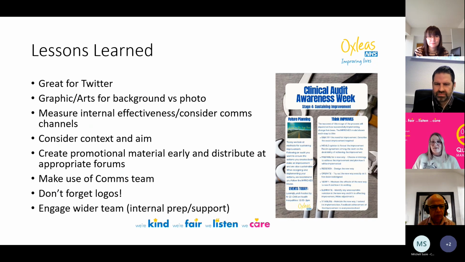You know, is email the most effective thing for us? It's what we had to do because of our resources. But are there better ways to get the messages out there? Make sure when you're planning, you consider your context and aim. We were very clear about what we wanted to do, and I think we communicated that quite well with these newsletters.